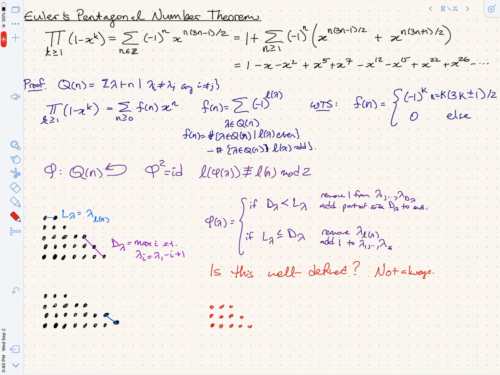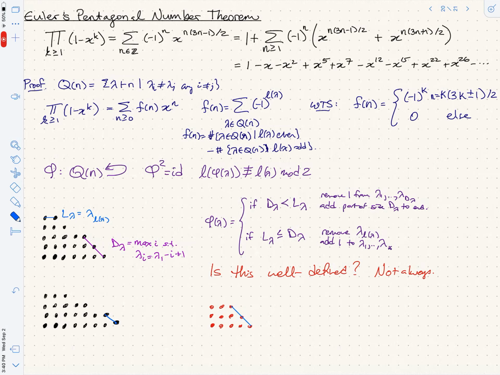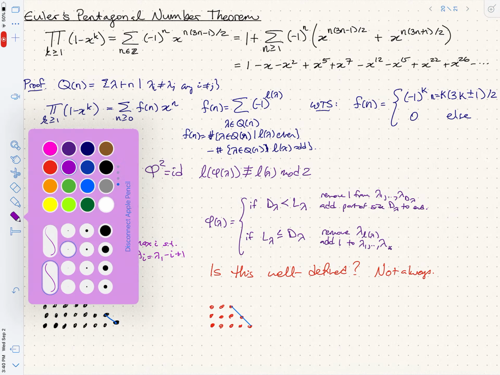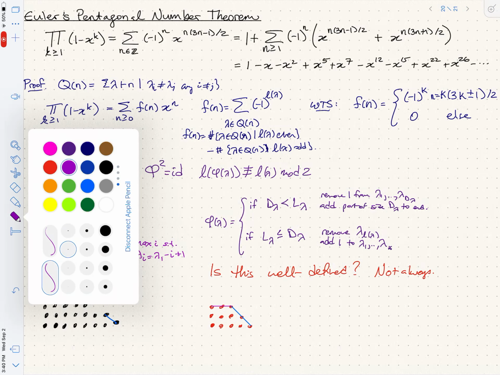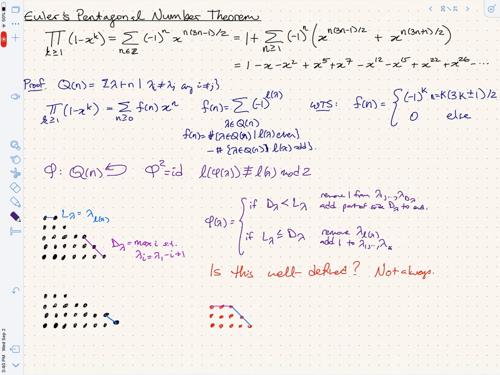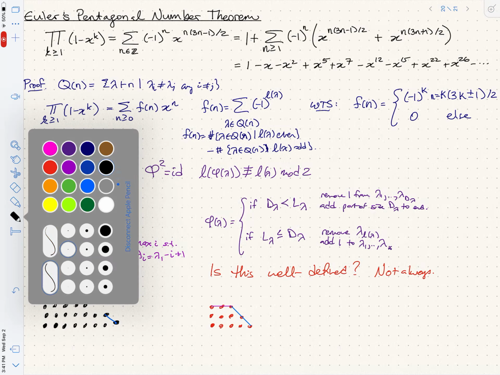Okay, suppose I have a partition like this, and I'm going to look now at, here's my d sub lambda, and here's my L lambda, okay? So in this case, I come up in my map and I say, okay, well, d lambda is 3 and L lambda is 3, so I should be removing the last part and adding it. So when I try to do that, what's going to happen?